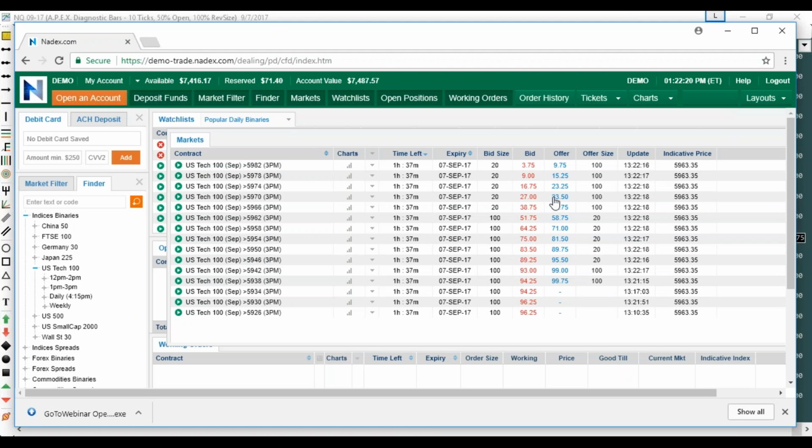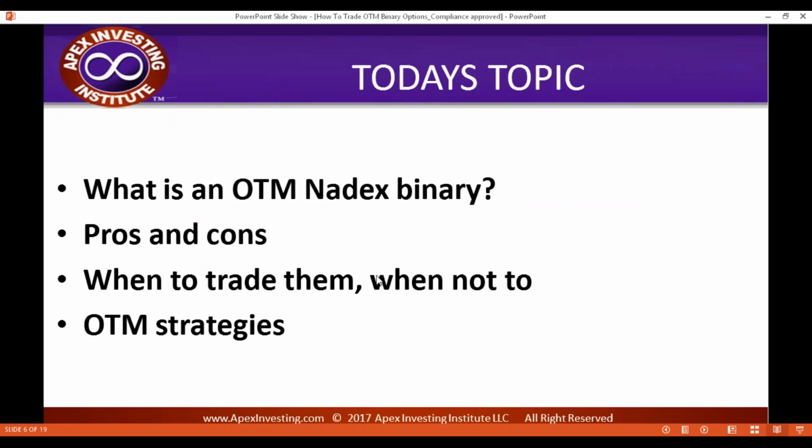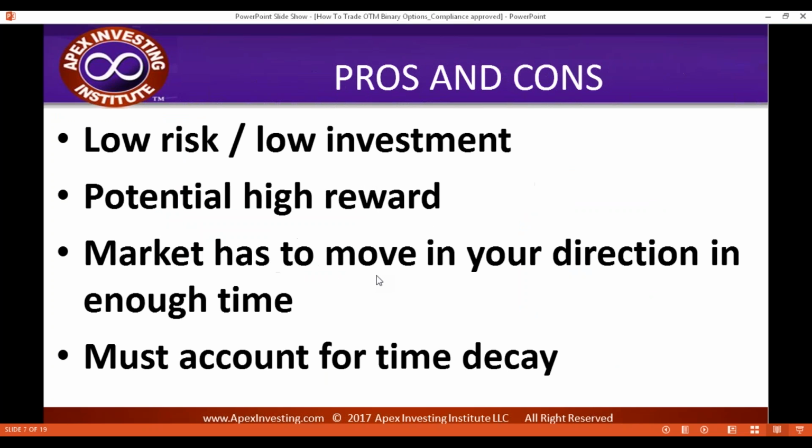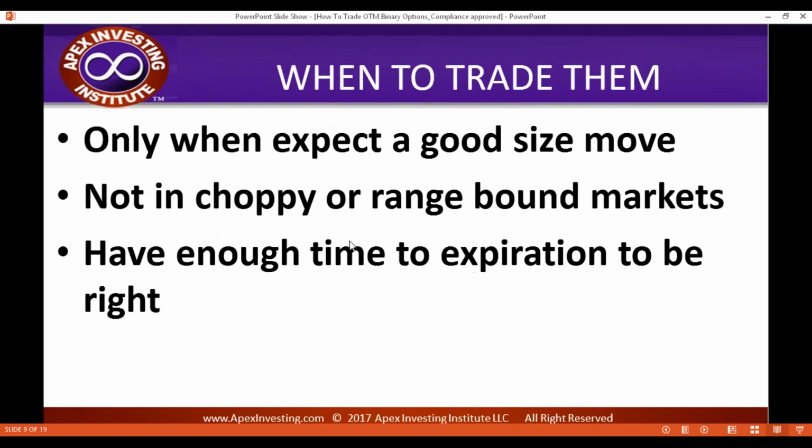Or is that binary value going to start going this way? Right. It's going to go the other way. So when it comes to out of the money binaries, what do we know that we like about them? They're lower risk, low investment with a potential high reward, but the market has to move in your direction in enough time for you to be right before expiration.